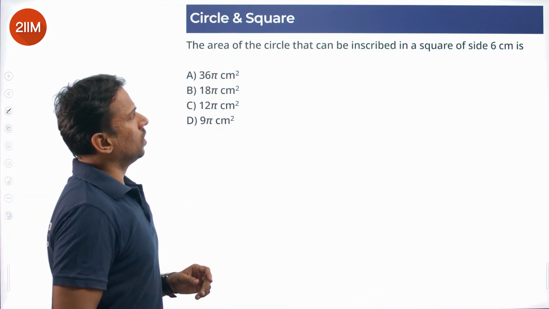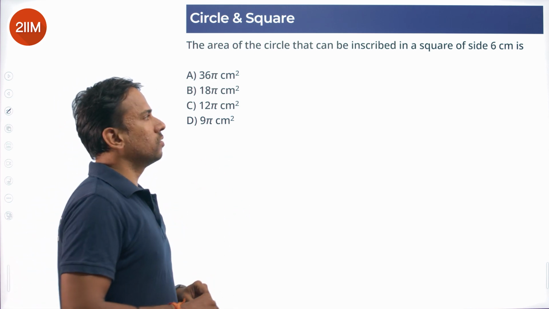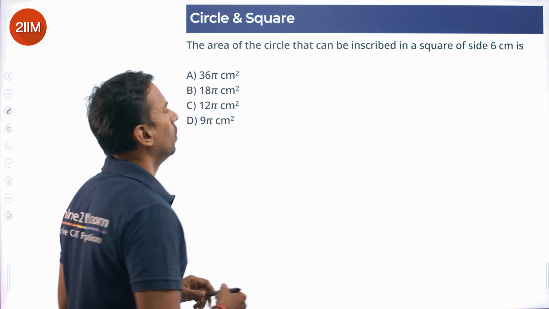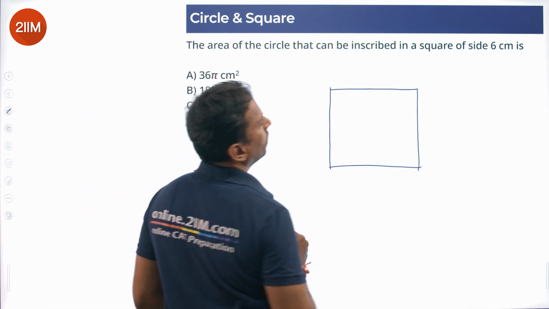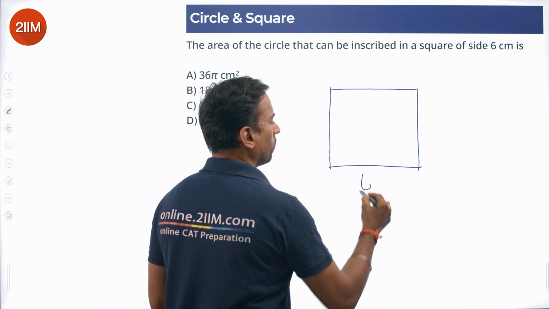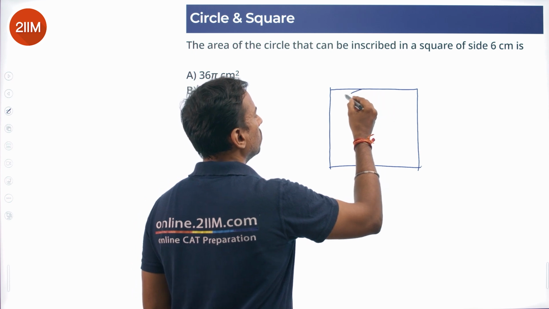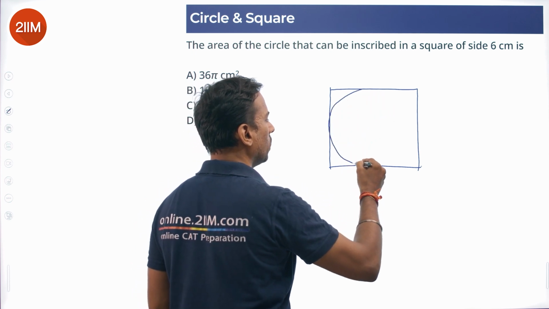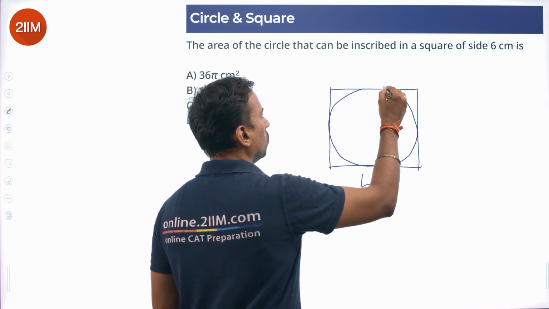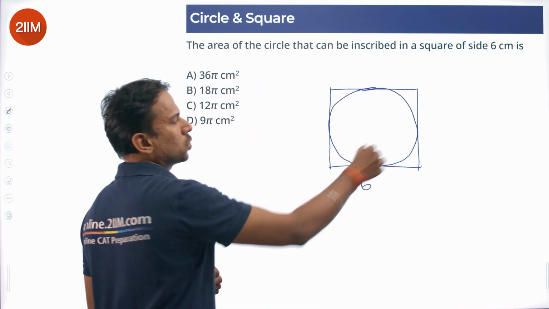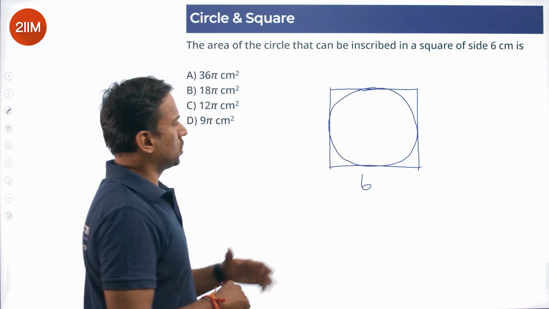The area of the circle that can be inscribed in a square of side 6 centimeter is a straightforward question, very simple. So we have a square, and it's given the side of the square is 6 centimeter. There is a circle inscribed in the square. So that means the circle has to be like this. All these 4 sides of the square should be the tangents to the circle. Now we are supposed to find the area of the circle.